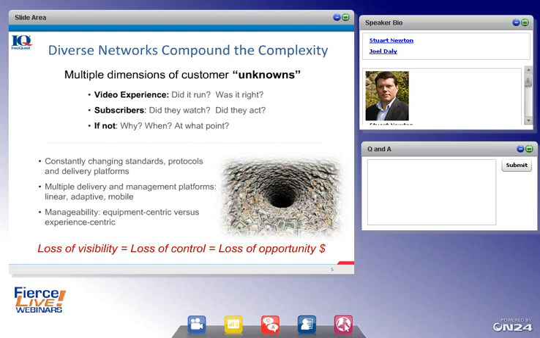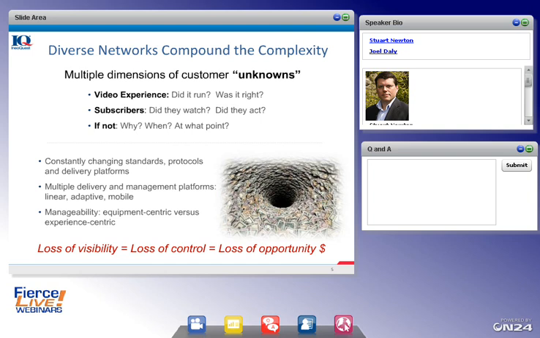The other issue that we have to deal with is the constantly changing standards, protocols, and delivery platforms, a lot of different aspects of change going on in the industry today that we're going to talk about a bit more as well. Different management platforms are needed. In the past, single management platforms could be used for an end-to-end view. Now you've got to cater for a lot of different types of networks that may not have unified management and big data systems on the back end. You need to figure that out as well.